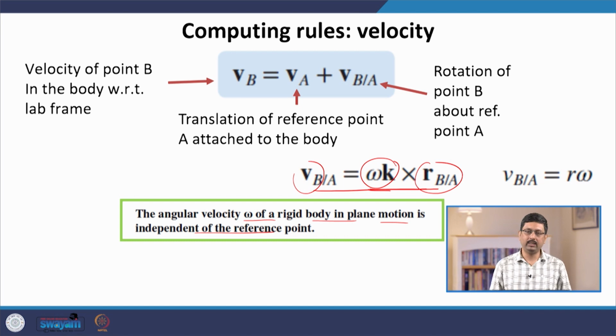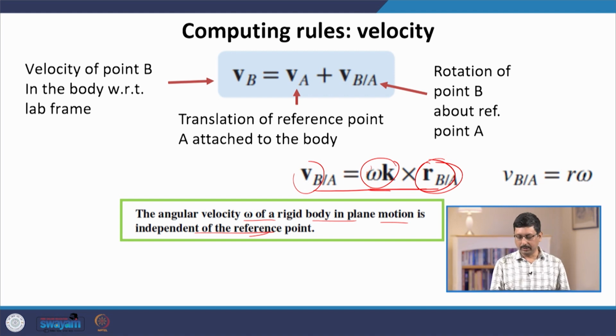If the body is rigid, then from experience we know that if it is rotating, all the points must have the same angular velocity, otherwise the body cannot be rigid. So this part is the same and independent of the reference point, and this part denotes the location of the point B with respect to A.